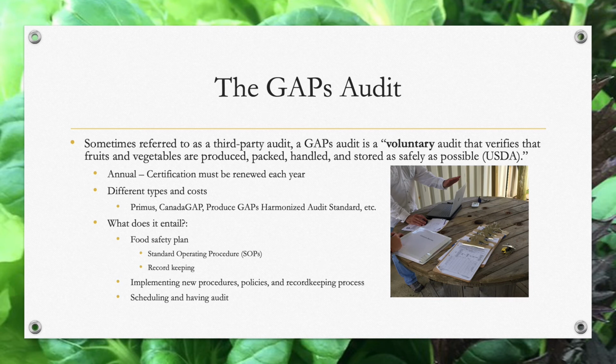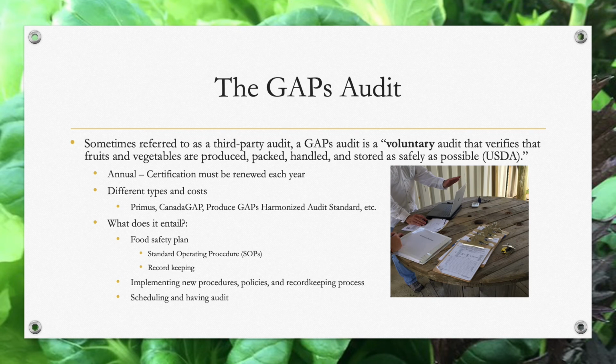This audit basically verifies that the fruits and vegetables are produced, packed, handled, and stored as safely as possible. So I've worked with a couple of greenhouses and a couple of aquaponic operations to get GAP audited, and they do sell into wholesale accounts. The audit is annual, needs to be renewed each year. There are different types, and those different types come with different costs. Depending on how large your buyer is, you're usually going to go up in difficulty and up in cost.